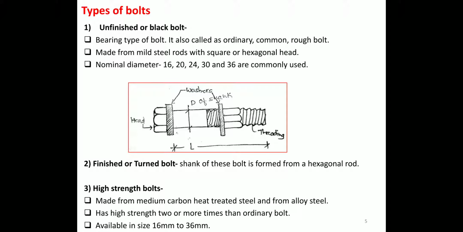Then the third type of bolt, available commonly in the market, is the high strength bolt, because it is made from carbon heat treated steel and from alloy steel. It also has high strength, 2 or more times that of an ordinary bolt or common bolt or rough bolt. It is available in sizes from 16 mm to 36 mm.